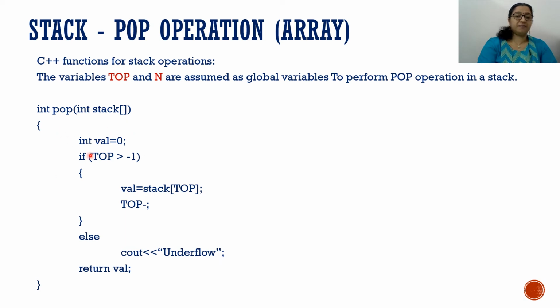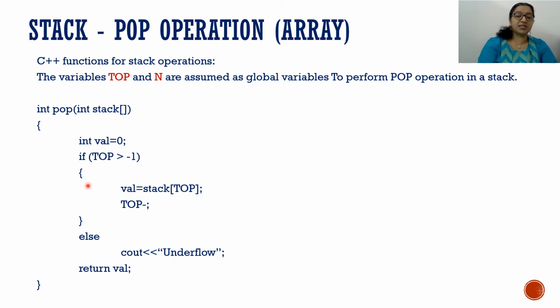Now what are the steps? Int val is equal to 0. Val is the variable here, assigning it 0. Then if top is greater than -1, that means we are checking whether any element is there or not. If it is greater than -1, then what to do? Val is equal to stack of top. So the topmost element we are assigning into the val variable. Then we are decrementing the value of top: top minus minus. So these are the two steps when top is greater than -1.